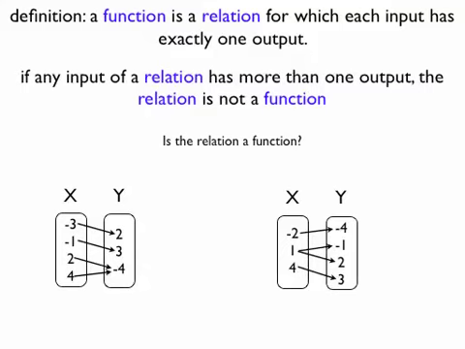On the right-hand side, so since on the left-hand side, -3 only goes to 2, -1 only goes to 3, 2 only goes to -4, and 4 only goes to -4, that is a function. Each of those inputs has exactly one output. But on the right-hand side, notice -2 goes to -4, but then the 1 in the input column goes to -1, but then it also goes to +2. So because of that, that's not a function.